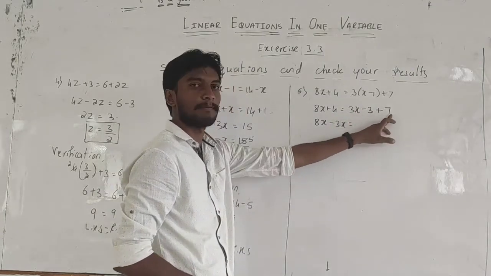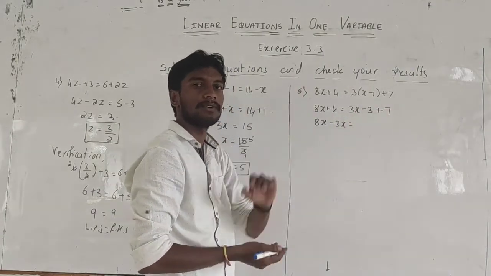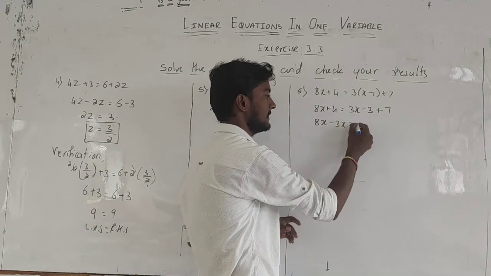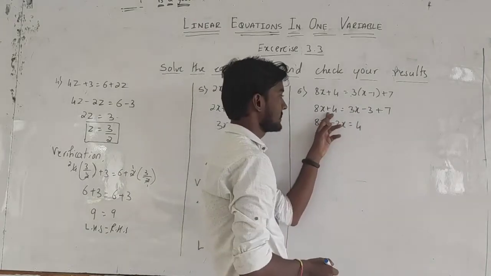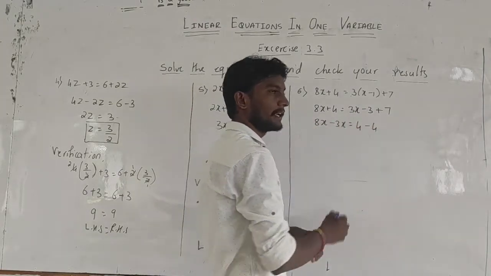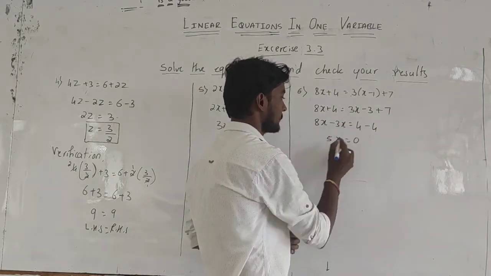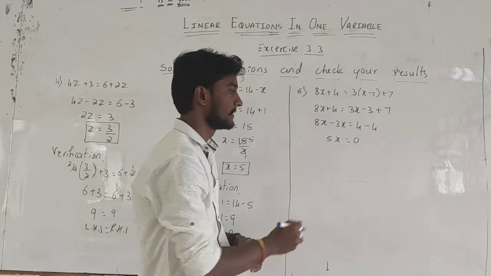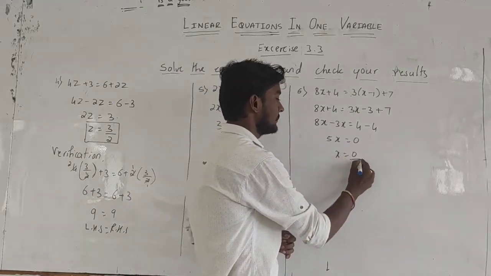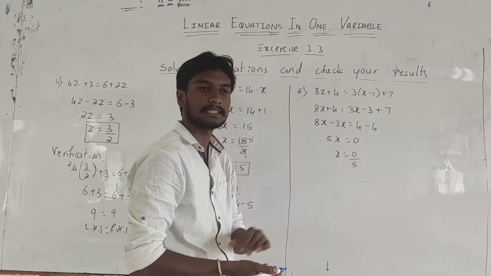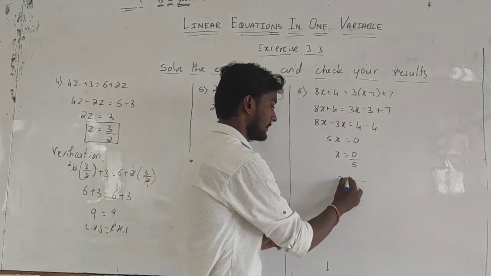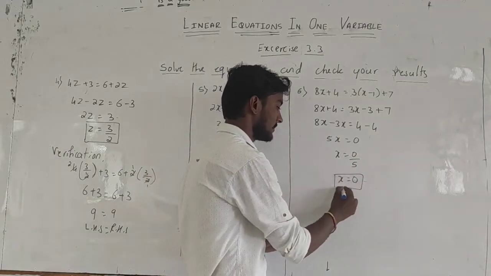Minus 3 plus 4 means you have to subtract that. 7 minus 3 is 4. And this plus 4, if you take that side, minus 4. 8x minus 3x is 5x is equal to 4 minus 4 is 0. X is equal to 0 divided by 5. Into 5 if you take that side, divided by 5. X is equal to 0.